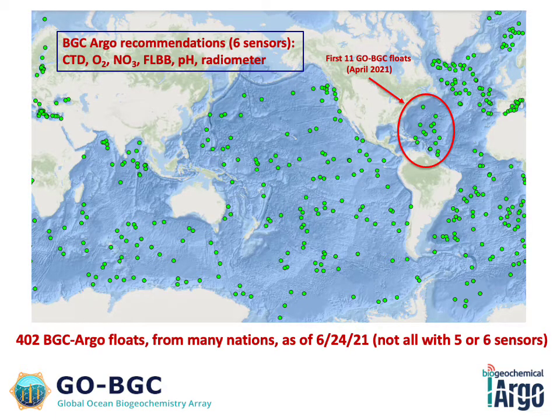This is a map showing the current distribution of BGC Argo floats in the world, and there are now about 400 of those. The recommendations from the BGC Argo implementation plan from a few years ago was that all these floats should have 6 sensors. That's a CTD, oxygen, nitrate, fluorometry and backscatter, pH, and a radiometer. Most of the floats shown on this plot do not have 6. They may have 1 or 2 or 3. But we're working towards that.